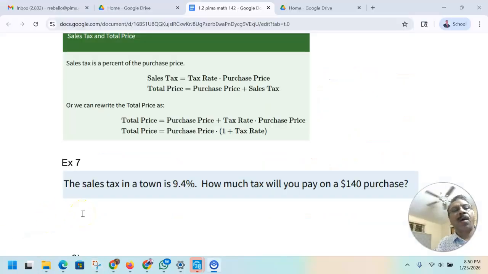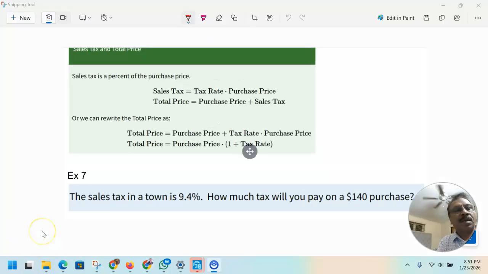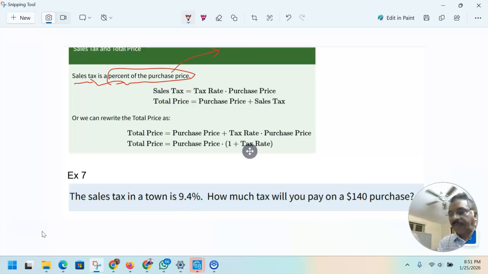Now, next is problems on sales tax, and these are real application problems. We can see the formulas are there. So sales tax is percent of the purchase price. Whatever you're buying, we have to pay sales tax to the government. The formula: sales tax is whatever the tax rate is. They will give 9%. Arizona has, I think, 9%.